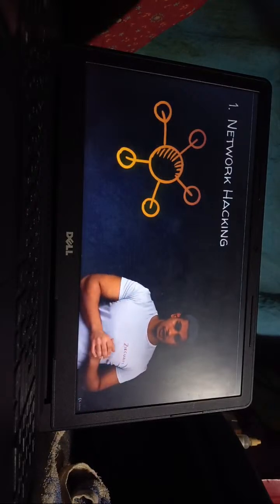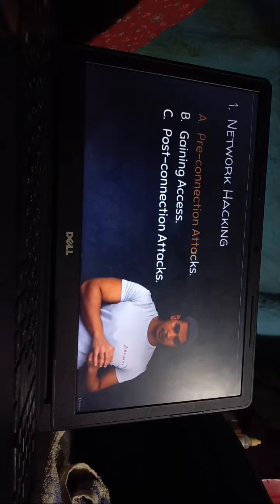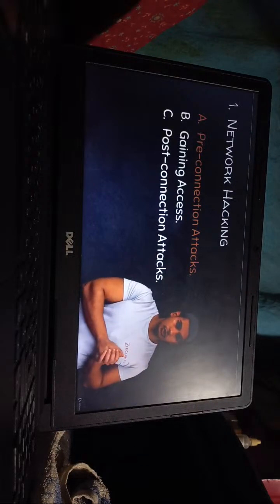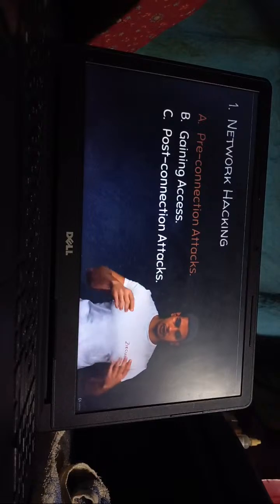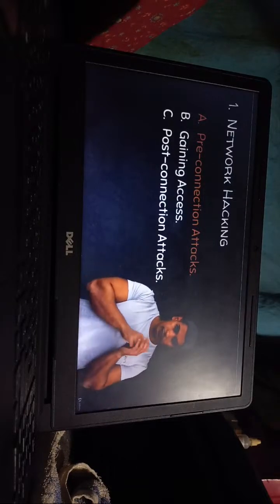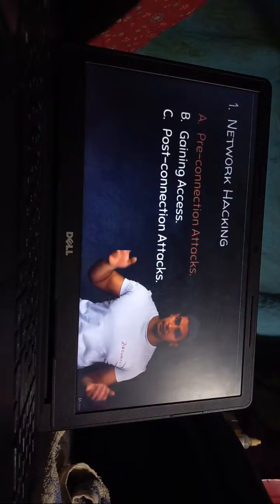So this section is actually going to be divided into three subsections. In the first subsection, we're going to talk about all of the attacks that you can do before connecting to a network. So you literally just have a computer with a network interface, possibly a Wi-Fi adapter, and we're going to see what you can do before even connecting to anything.